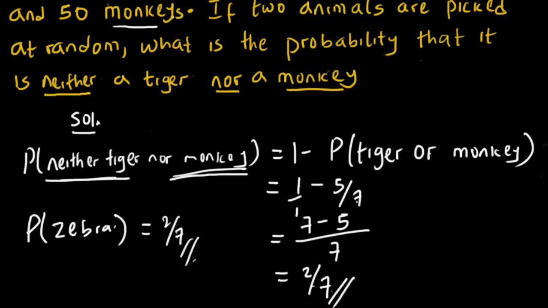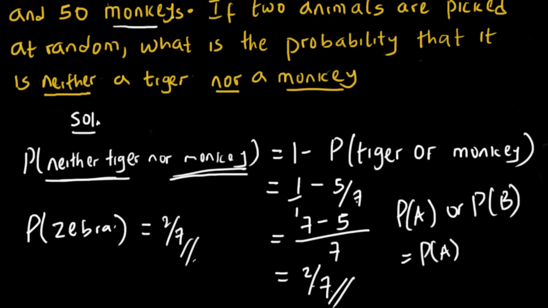It confirms our answer. So I hope you understand that when you have probability of an event occurring, let's say A, or probability of another event occurring B, as long as they are mutually exclusive, it will be probability of A plus probability of B. And when we have probability of two events, neither of them occurring, all we need to do is 1 minus probability of either of them occurring. I hope you understand.